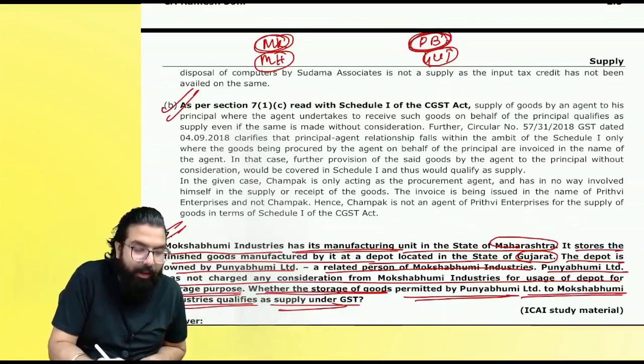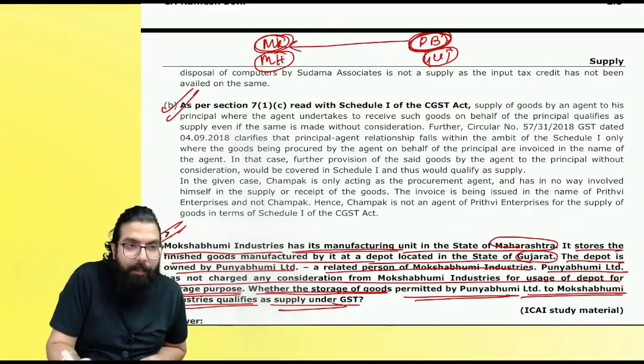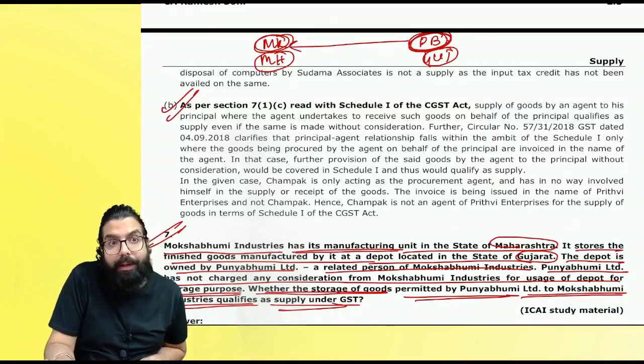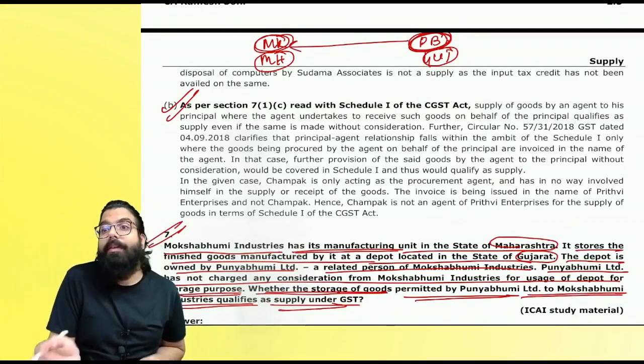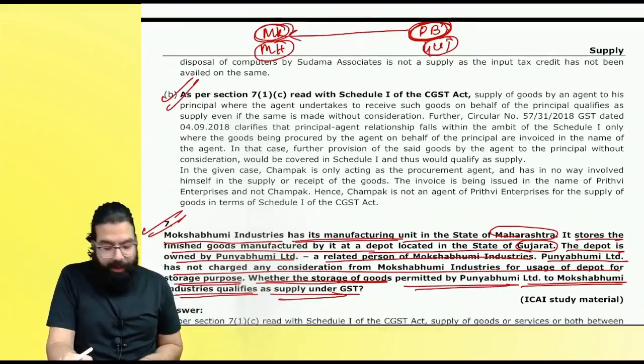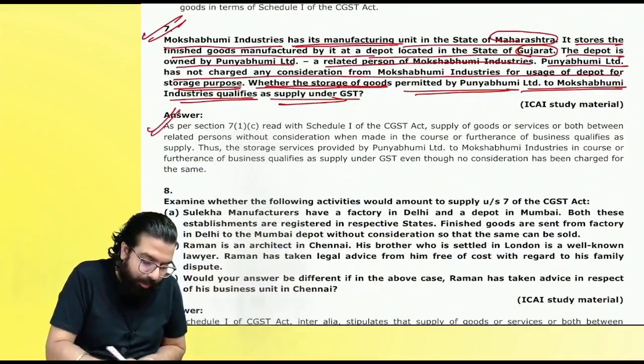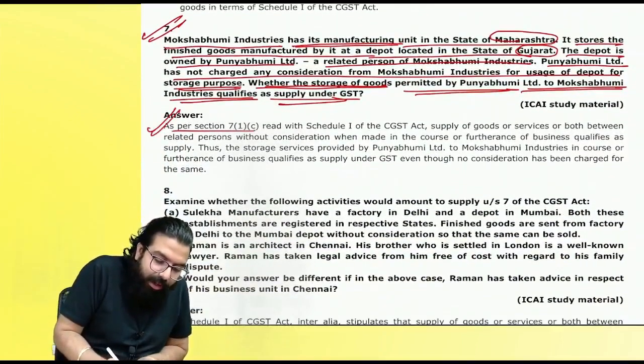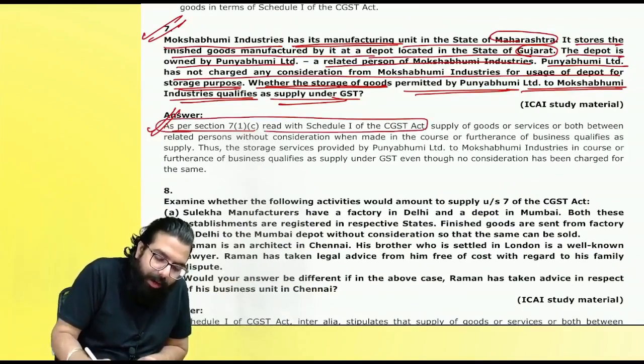He is a related person. Is it a supply between related persons? Is it in the course of business? Yes. Section 7(1), Schedule 1, paragraph number 2 says it will be a supply between related persons. Will GST come? Yes, it will be a supply even without consideration. Can we go ahead, everyone? See, 7(1)(c) read with Schedule 1. You think ICAI is a fool if they are going ahead and writing that the answer should be written like this?